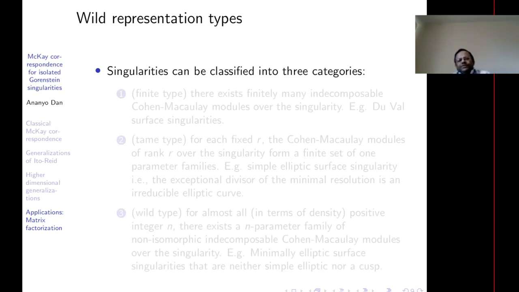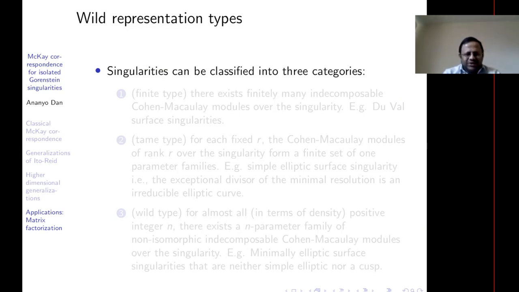So one of the motivations for us to look at matrix factorization is to look at the singularities that have too many maximal Cohen-Macaulay modules. That is what is known as the wild representation type. And because there are so many maximal Cohen-Macaulay modules, we want to somewhat parameterize the corresponding matrix factorizations in a nice way. So that is our motivation.